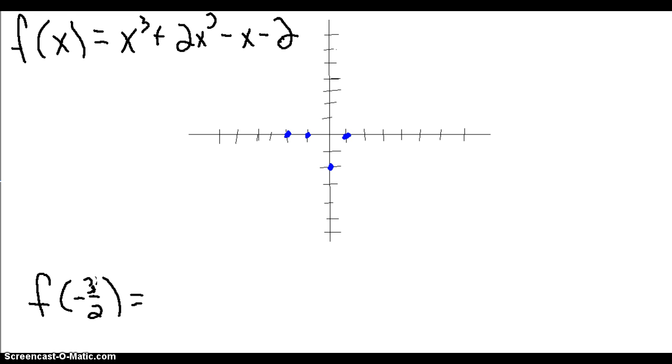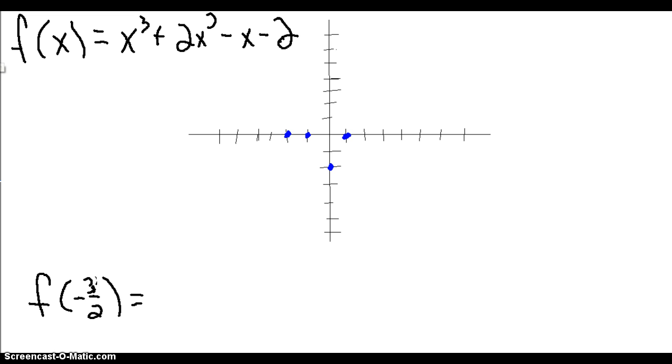Okay. So what I'm going to do is look at the x-intercepts, x equals negative 2 and x equals negative 1. I'm going to pick a point halfway between them to figure out what the graph is going to do, what the behavior of it is. So I'm going to pick x equals negative 3 halves, and evaluate the function at x equals negative 3 halves. So let's go ahead and do that.